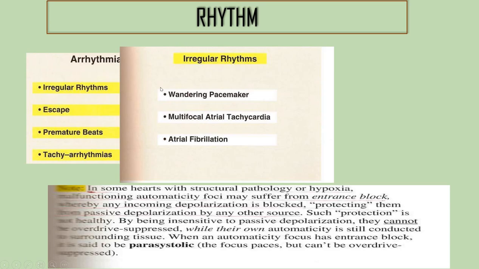Now, arrhythmia. Arrhythmias have irregular rhythm, escape, premature beats, tachyarrhythmia. Irregular rhythms, three types: wandering pacemaker, multifocal atrial tachycardia, and atrial fibrillation.